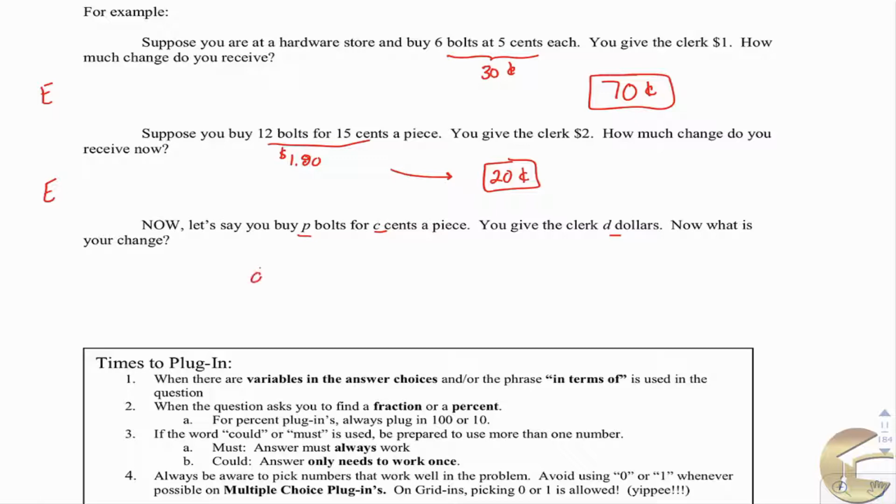A lot of people are going to write D minus PC. I'm thinking, okay, take the amount of money that I gave the clerk, and subtract from that how much the items are, and they'll give me my change. That's almost correct, and that would probably be an answer choice on the test. But what you have to do is convert the dollars to cents. So you have to multiply the dollars by 100 to do that conversion. So this should be your answer.